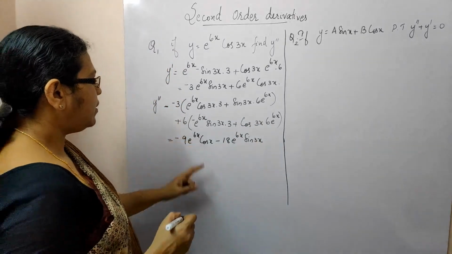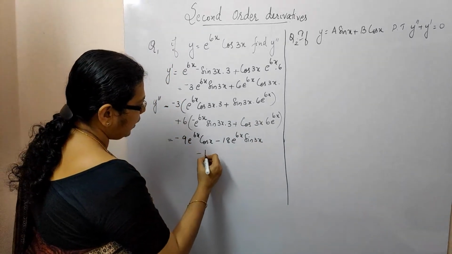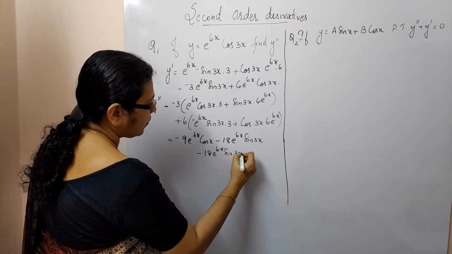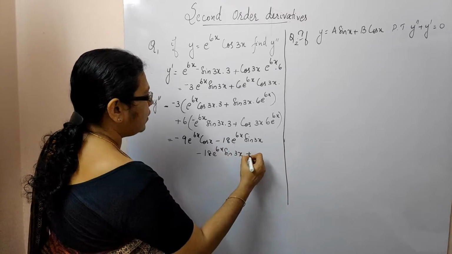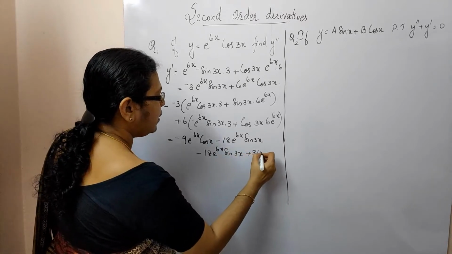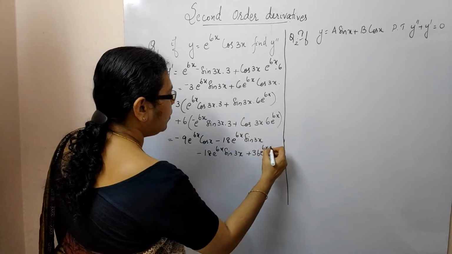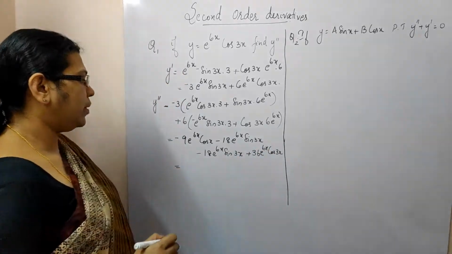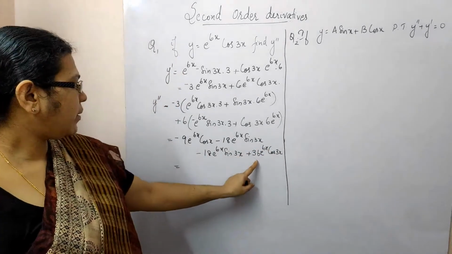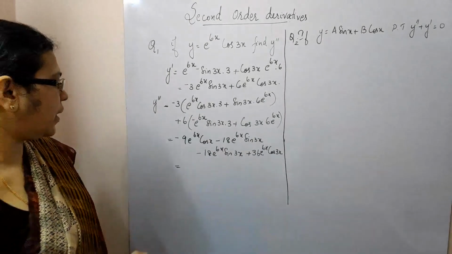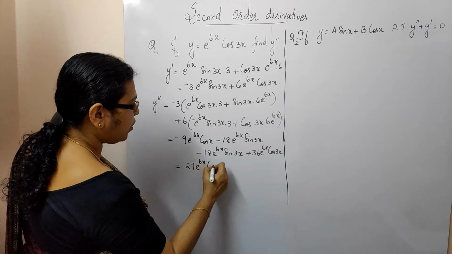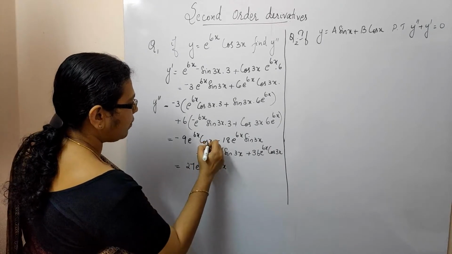Then this 6 comes inside: minus 18 e raised to 6x into sin 3x plus 36 e raised to 6x into cos 3x. Now this is equal to, when I subtract this and simplify, I'll get 27 e raised to 6x into cos 3x. Of course, you have a 3 here.